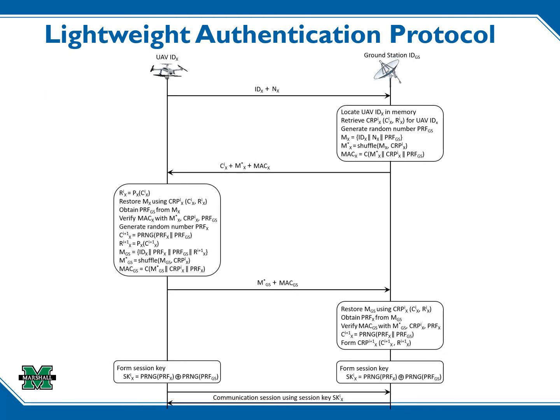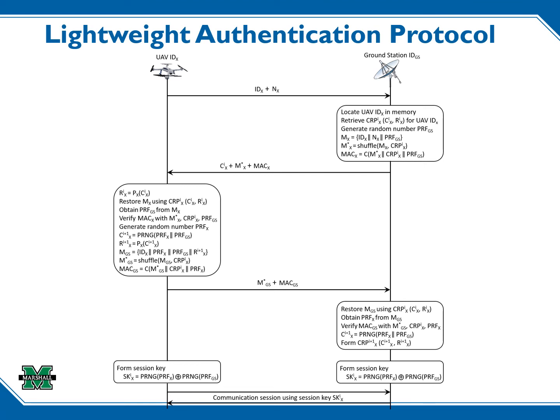I will explain the lightweight authentication protocol using this figure. In this figure, there are vertical lines and horizontal lines. The vertical lines represent time, while the horizontal lines represent communication between the UAV and the ground station. There are also these boxes filled with text. These boxes represent the operations that the UAV or the ground station are performing.